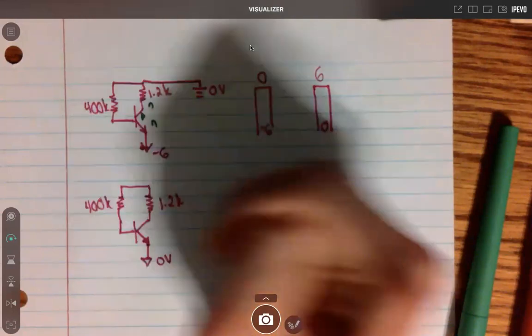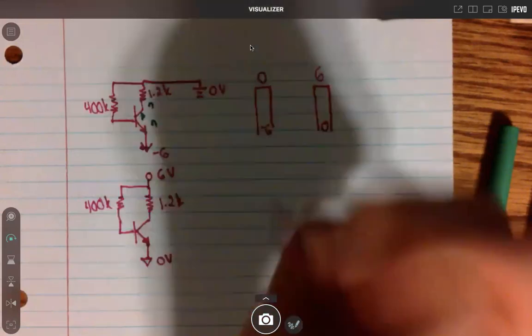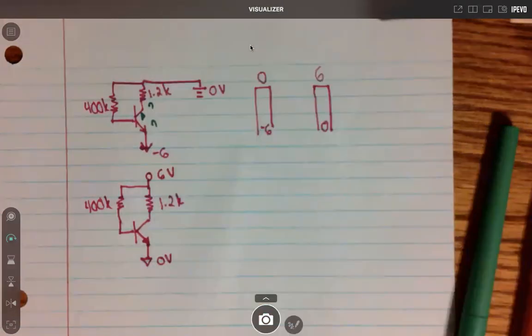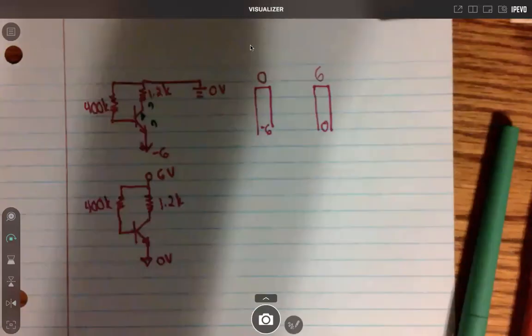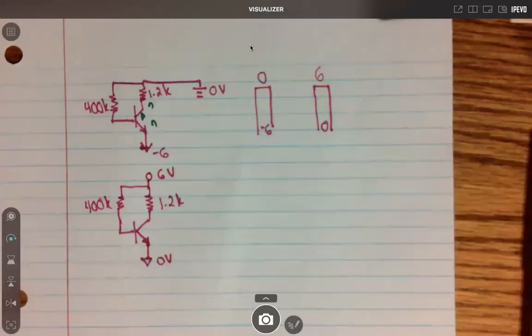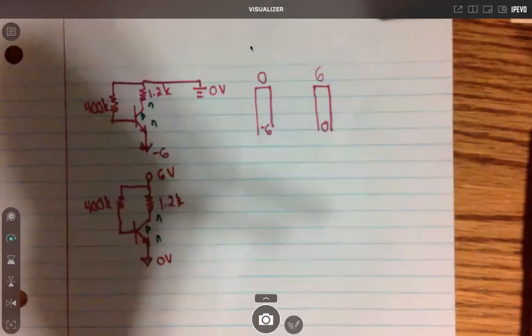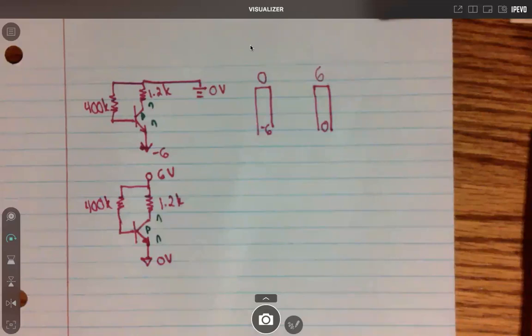Zero volts here and 6 volts supplied. And now that we got that, what we're going to do is we need to solve for IC and VCE. And we know this was an NPN transistor, so it makes sense that we have a positive voltage at top. So that's a good sign. But let's solve for IC.